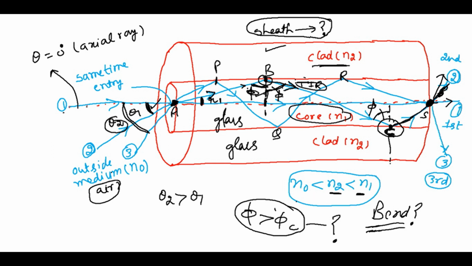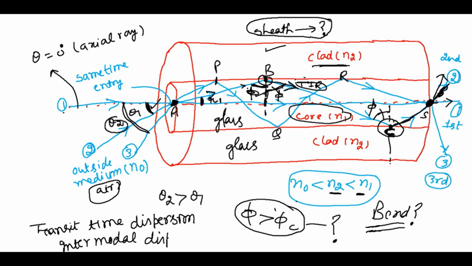So this is actually a limitation of optical fiber, and this is called transit time dispersion. It is also called intermodal dispersion delay.